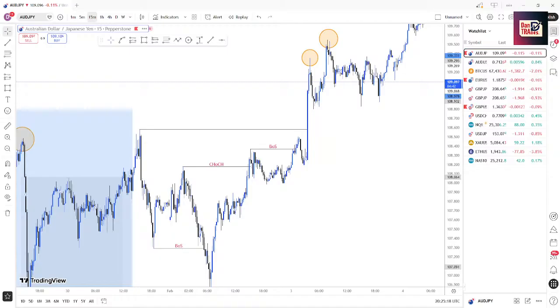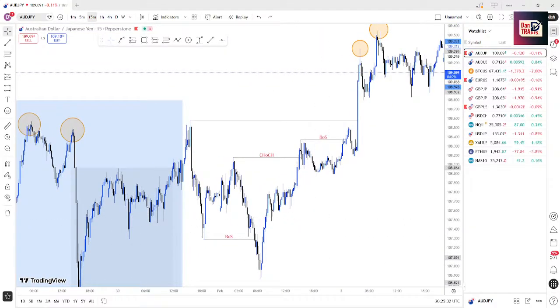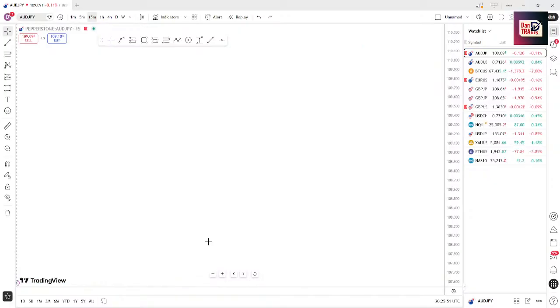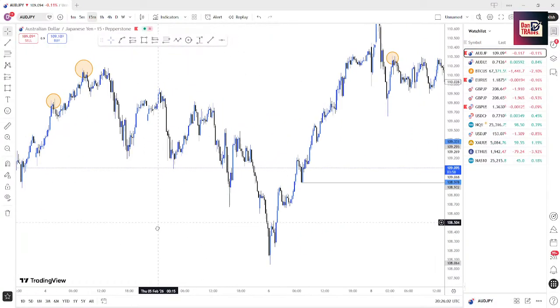More examples. Okay, now look at this. Look at this area.